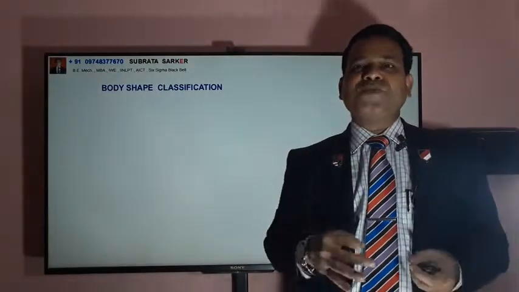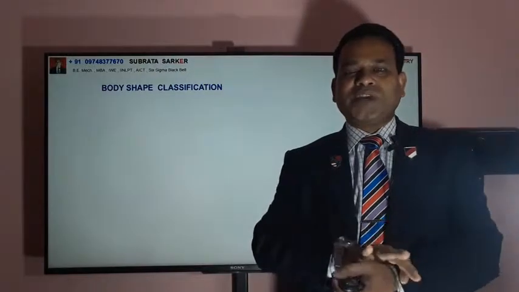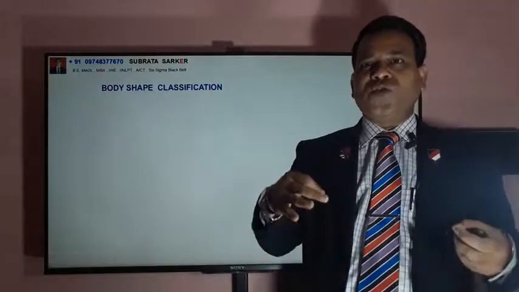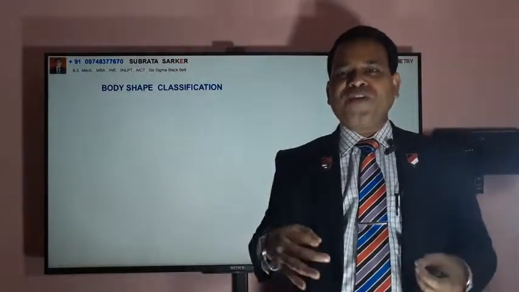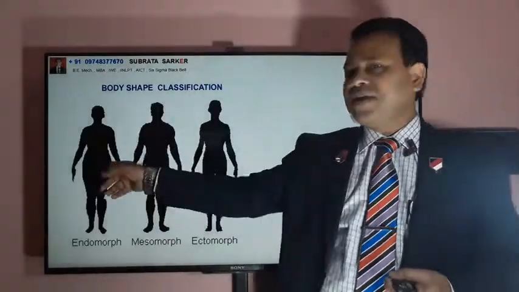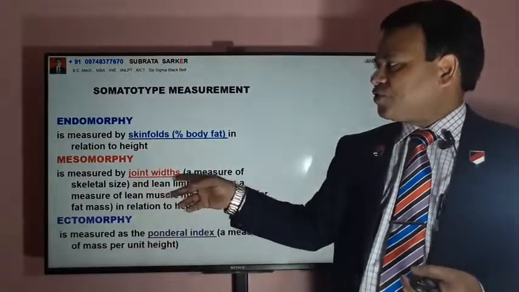And there is an ectomorph actually, narrow shoulders and small bones. So this comes under the ectomorph. So body shape classification as per anthropometry is endomorph, mesomorph and ectomorph. You can see these pictures here, the endomorph, mesomorph, like this.